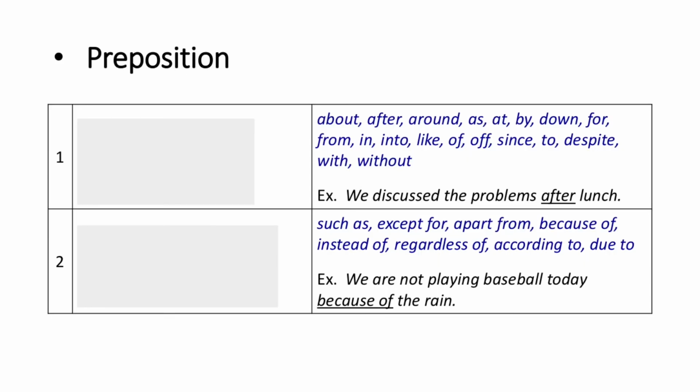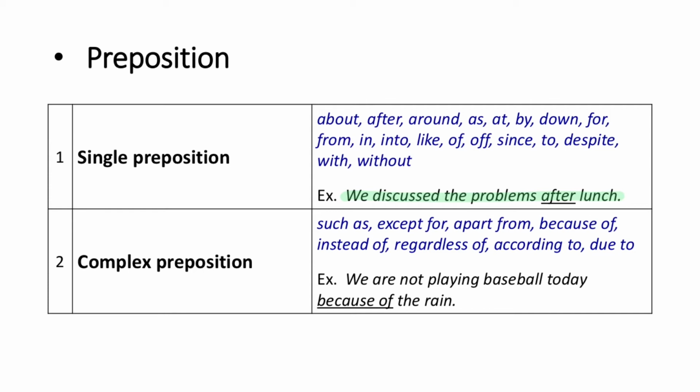Next, we are looking at prepositions. There are 2 categories of prepositions. Number 1, single preposition. For example, after in the sentence, we discuss the problems after lunch. Number 2, complex prepositions. For example, because of in the sentence, we are not playing baseball today because of the rain.